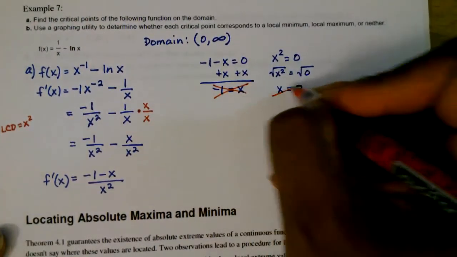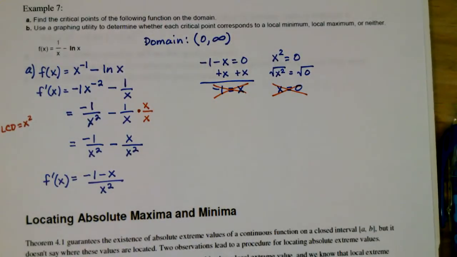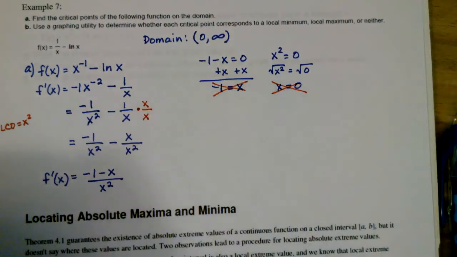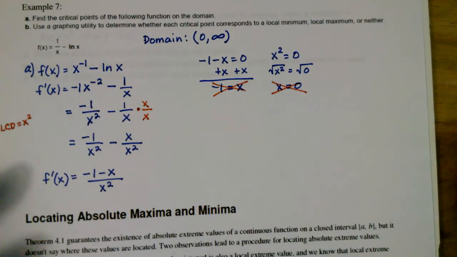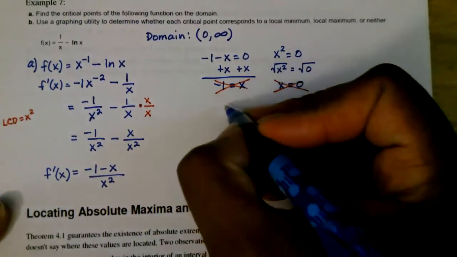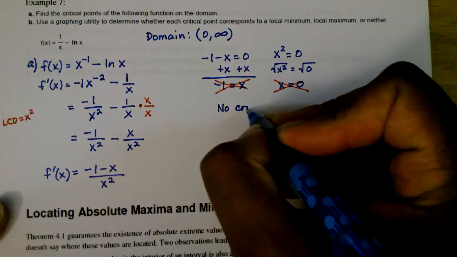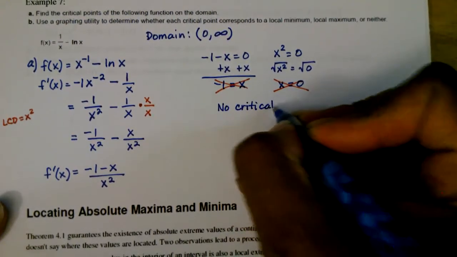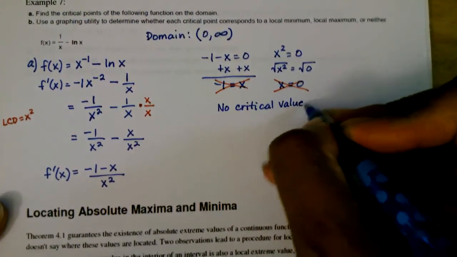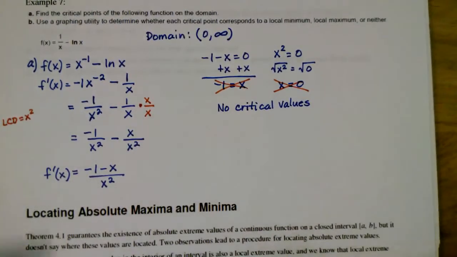So we can scratch these out. Because for negative 1, I cannot take the natural log of a negative number. And for 0, I will get a 0 in the denominator, and I cannot take the natural log of 0. So we have to eliminate both of these candidates for critical values here. So in this case, this function f of x has no critical values. Okay, so that's part A.